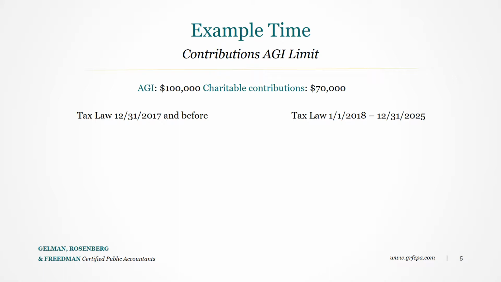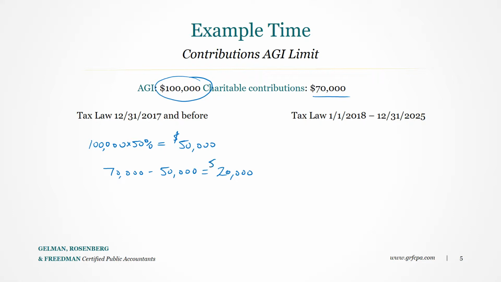So let's do an example of the old rules followed by the new rules so you can see the difference. In our example, we have a taxpayer with adjusted gross income of $100,000 and charitable contributions of $70,000. Under the old rules, the AGI limitation on $100,000 was 50%, and that would be $50,000. Charitable contributions for 2017 were $70,000. We subtract $50,000 from $70,000, and you will carry forward to 2018 $20,000 of charitable contributions.